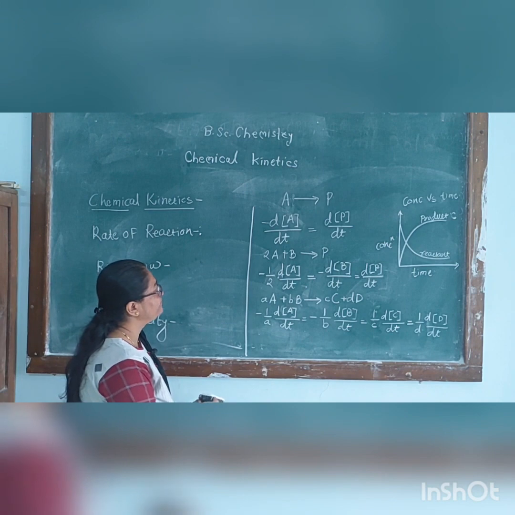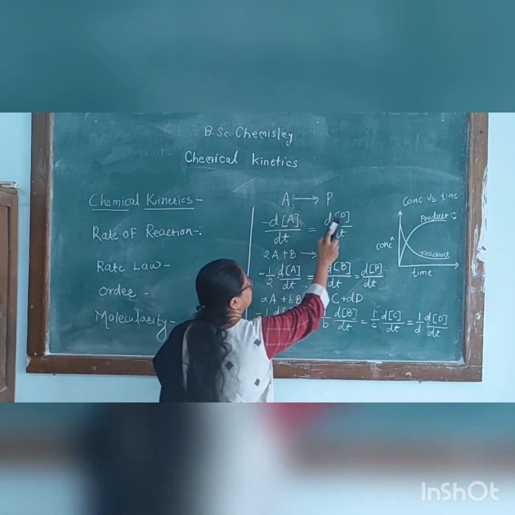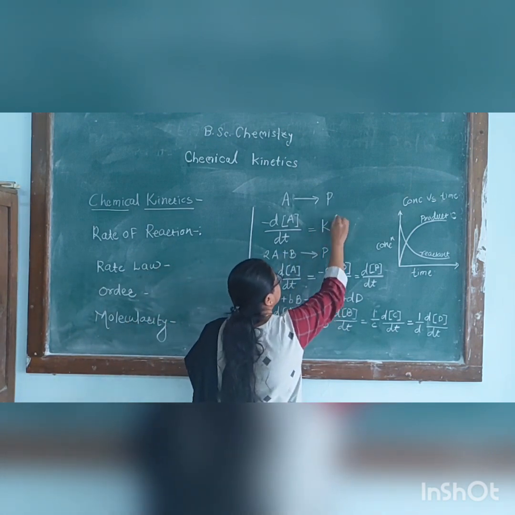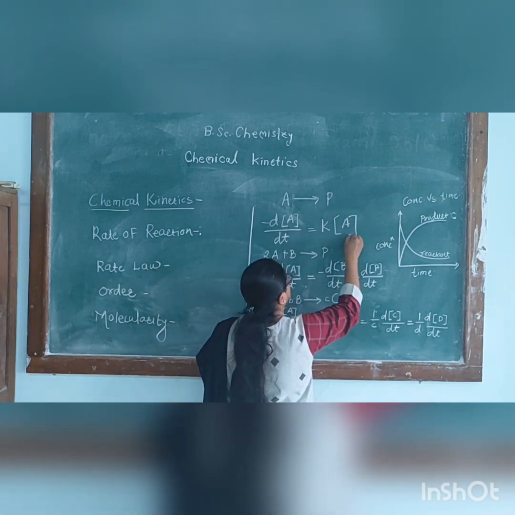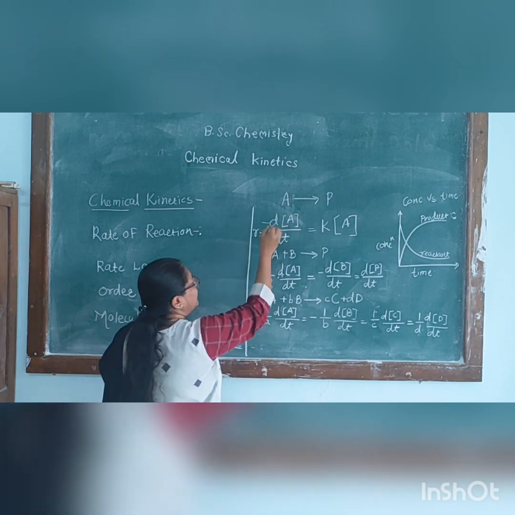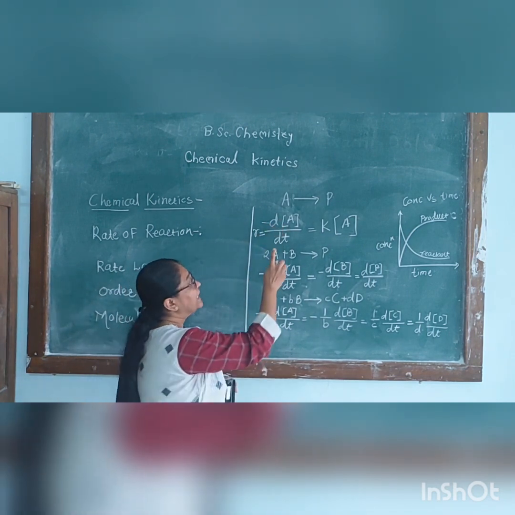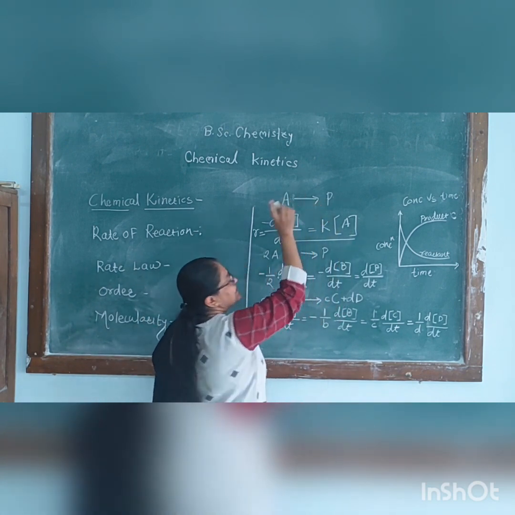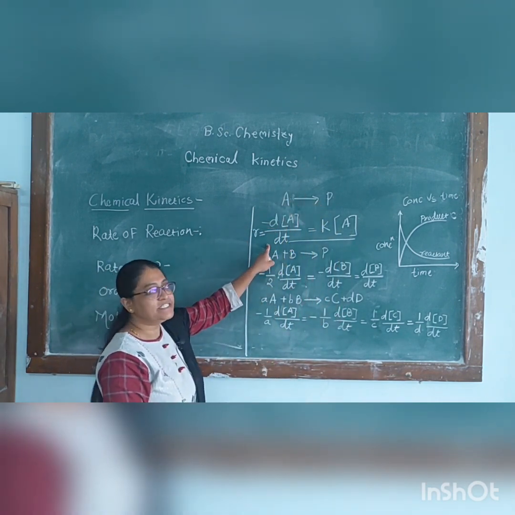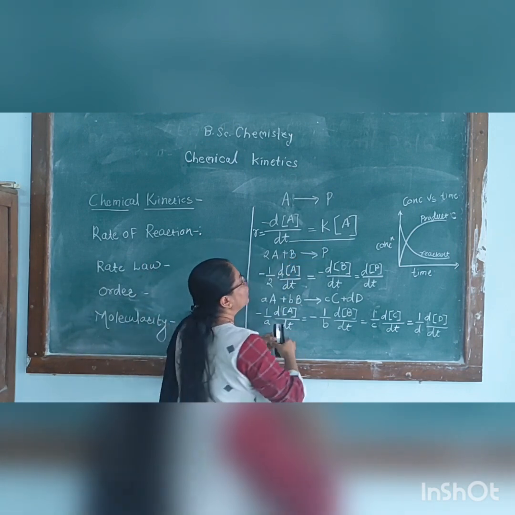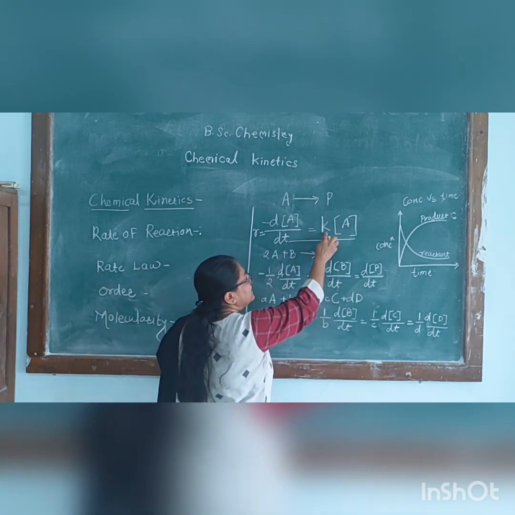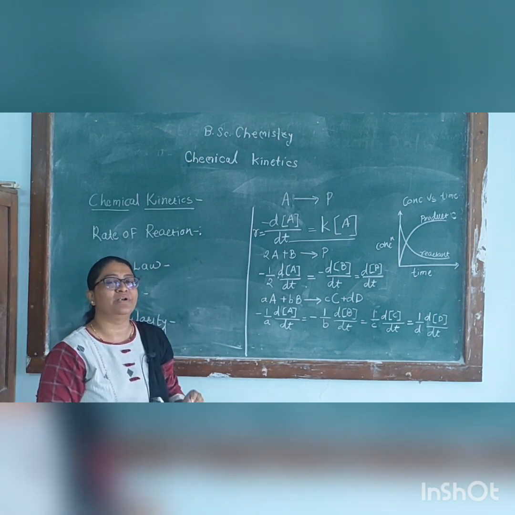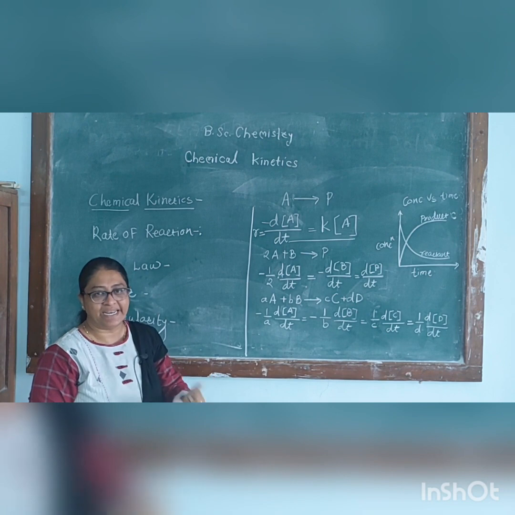Now, for example, for the reaction we had seen, the rate is expressed as rate is equal to minus dA by dt, which is equal to K into concentration of A. So this is the rate law for this reaction, where small k is called the rate constant, or it is also called the specific reaction rate.